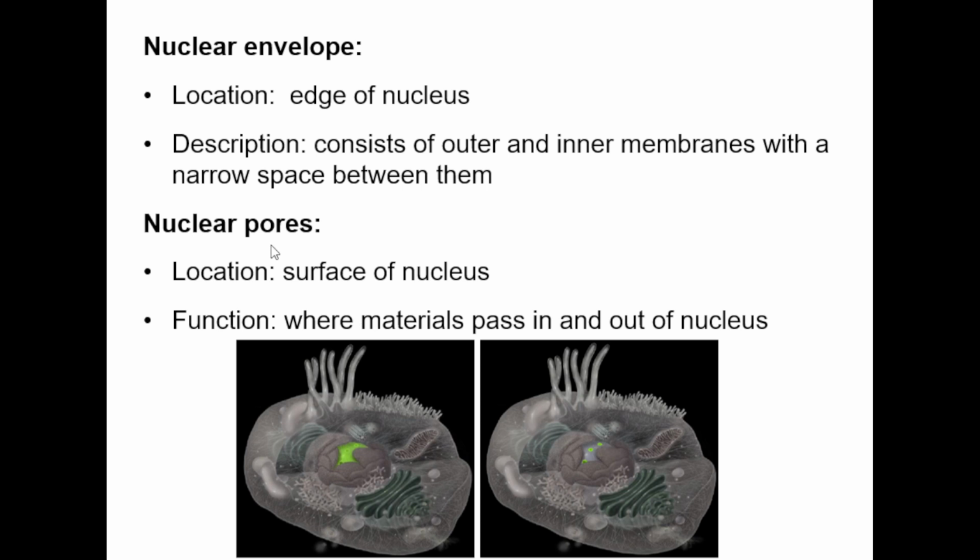Now, what's the function of those holes found on the nucleus and on the nuclear pore? The function of the pores are, this is where materials actually pass in and pass out of the nucleus. So this green structure that you see here, this represents your nuclear envelope. Again, it surrounds the entirety of the nucleus. And the nuclear pores are holes found on the surface of the nucleus and on the surface of the nuclear envelope.